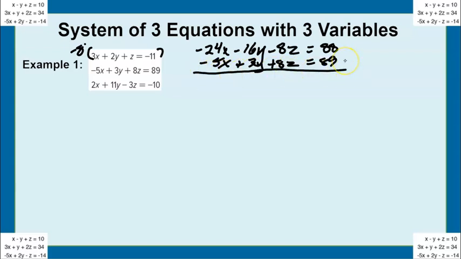And when I combine like terms here, I have negative 24x minus 5x gives me a negative 29x. Negative 16y plus 3y is a negative 13y. The z's cancel each other off, and I'm left with 88 plus 89, which would give us 177.